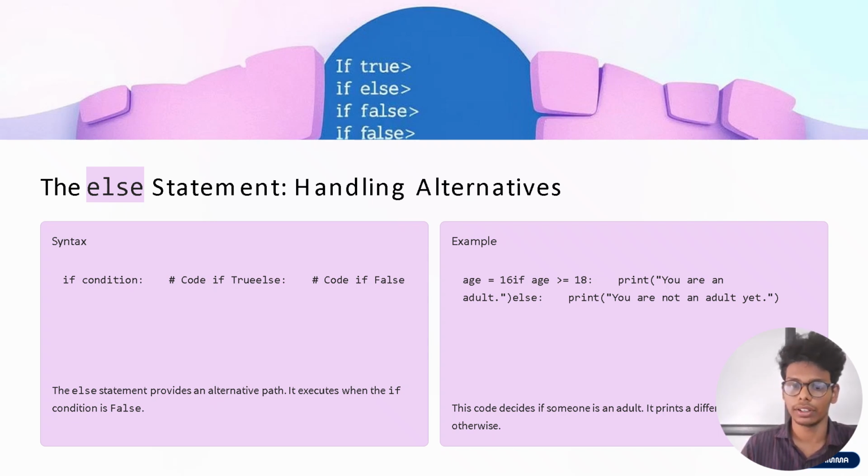An example for the else condition. Here we declare a variable age equals 16. If age is greater than or equal to 18, we print the statement "You are an adult." And in the else statement we print "You are not an adult." This code decides if someone is an adult. It prints a different statement based on the condition.